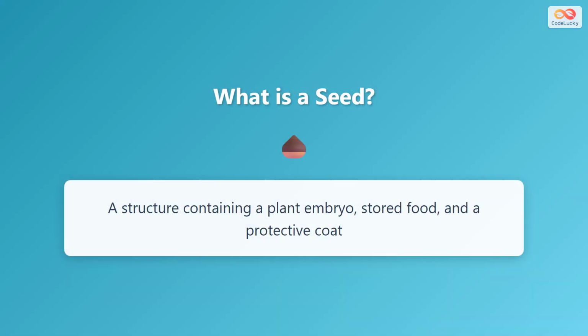A seed is a specialized structure that contains three essential components working together. First, it holds a plant embryo, which is the young plant ready to grow. Second, it contains stored food that will nourish the embryo during its early development. Third, it has a protective coat that shields everything inside from damage and harsh conditions. Think of a seed as a complete survival package for a baby plant.